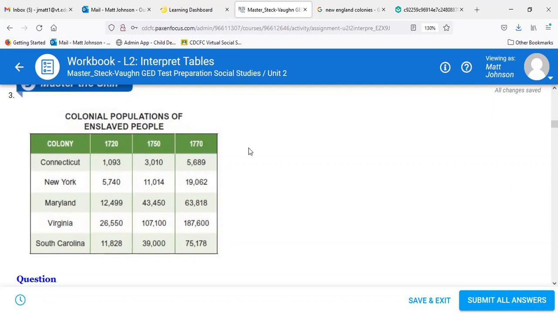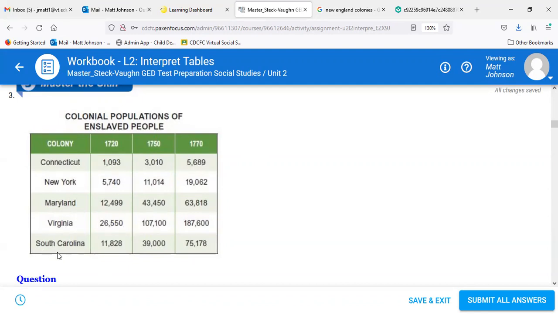Connecticut had the least amount. And again, we were organized here. The data is organized by increasing numerical order, right? So Connecticut had the smallest number at every point. New York the next, Maryland the next. Virginia is actually the largest.